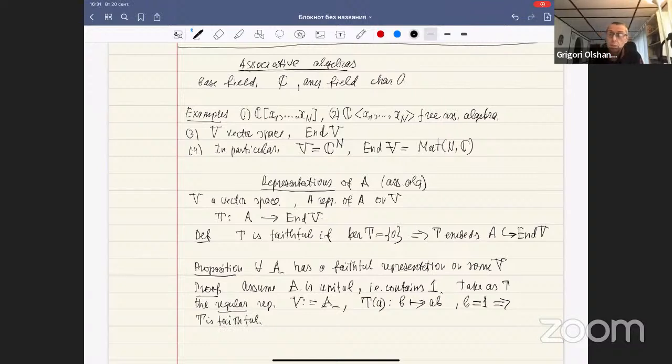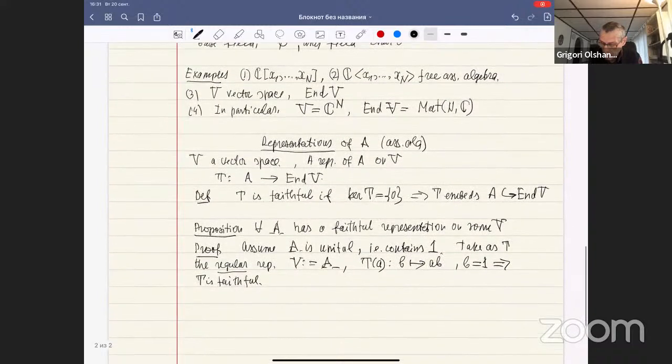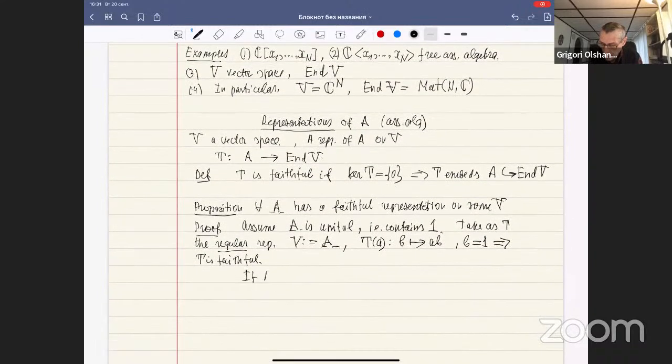And if A is not unital, then we can always adjoin 1. Okay, so this is the end of the proof. This is very easy. Some questions, maybe? Please ask if something is unclear.